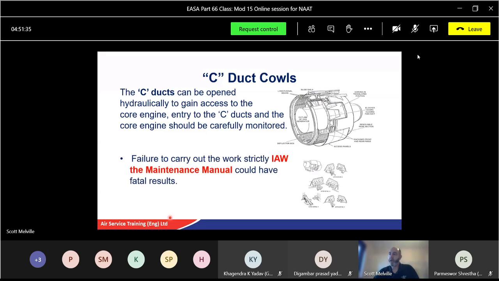Failing to carry out the work in accordance with the maintenance manuals will or could have very seriously damaging and potentially fatal results, and that has happened. So don't get complacent. Don't think, oh, I'll be okay. Just get stuck in there. Keep it safe. You can replace metal, but you can't replace flesh. So you have been warned. Read the manual and stick to it. Double check for now.